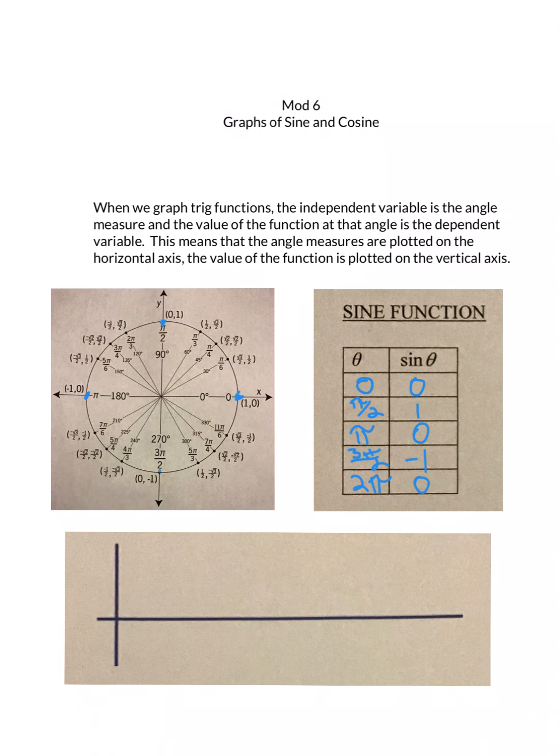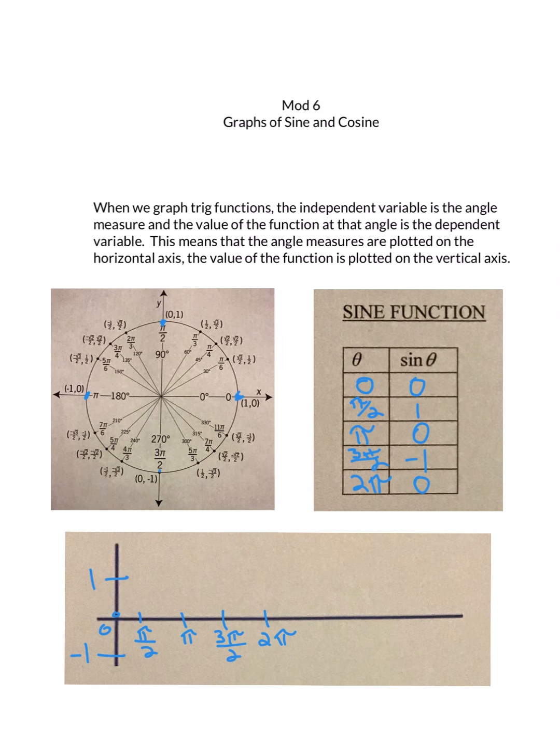So let's set up our graph. Remember that the horizontal axis gets the angle measures. So we have 0, pi over 2, pi, 3 pi over 2, and 2 pi. The largest answer that we had was 1, and the smallest answer that we had was -1. So let's plot our points.